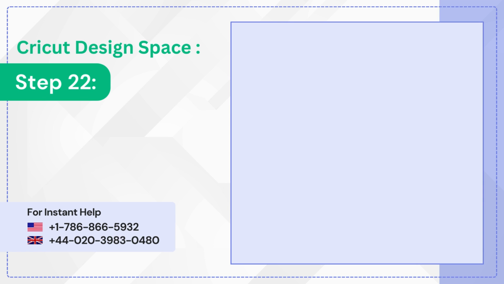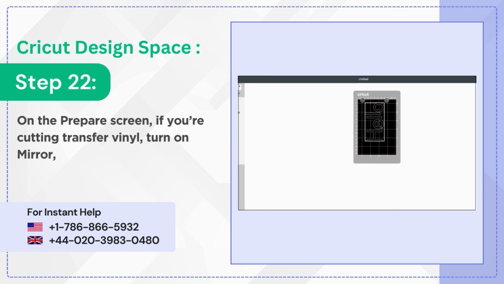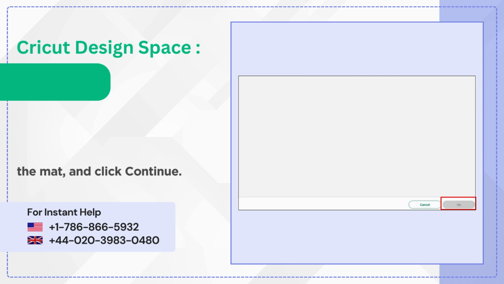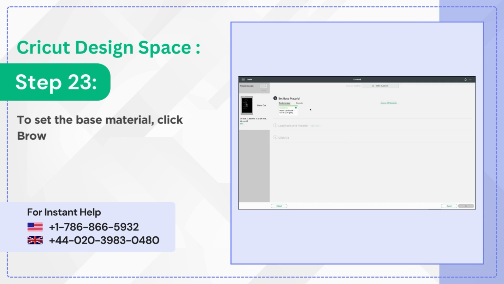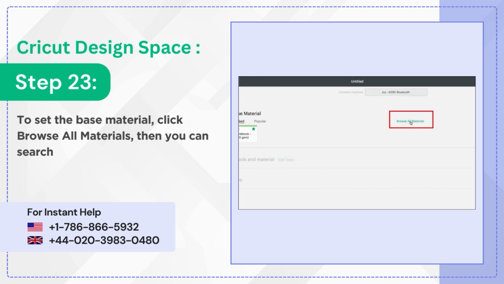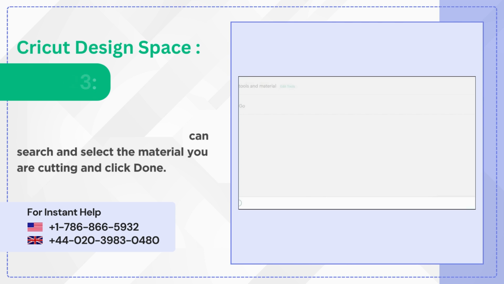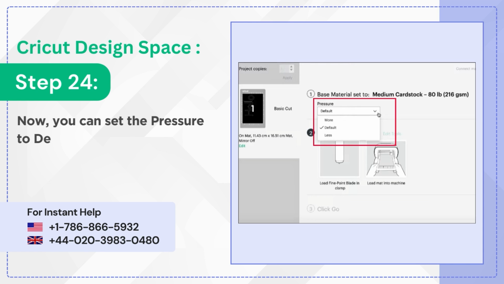Step 22. On the Prepare screen, if you're cutting transfer vinyl, turn on Mirror, reposition the design on the mat and click Continue. Step 23. To set the base material click Browse All Materials, then you can search and select the material you are cutting and click Done. Step 24. Now you can set the pressure to default, more or less.